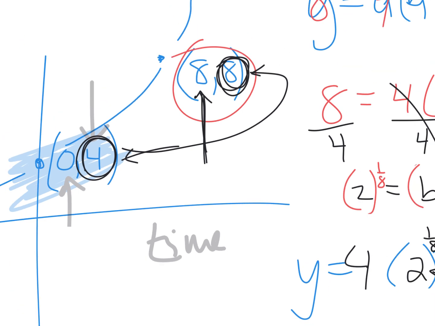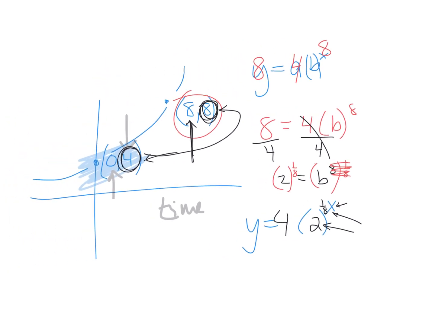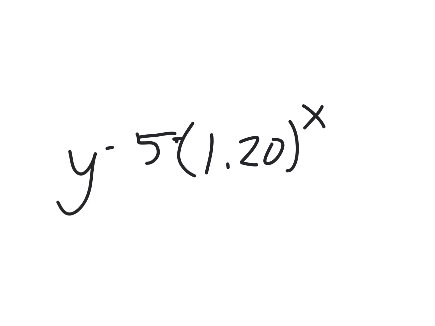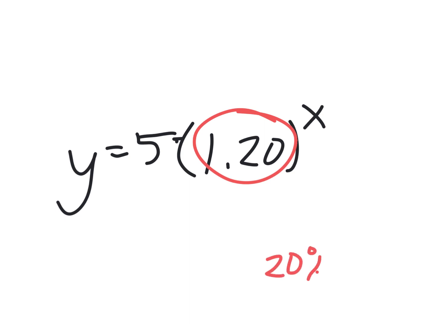So, last thing I have to show you is, if I give you this, and I think you're going to remember this from higher algebra, but I don't know. You should at least know that this is growth, and it started at 5. That makes sense so far. Then this is called the growth factor, and then the percent would be 20% growth.